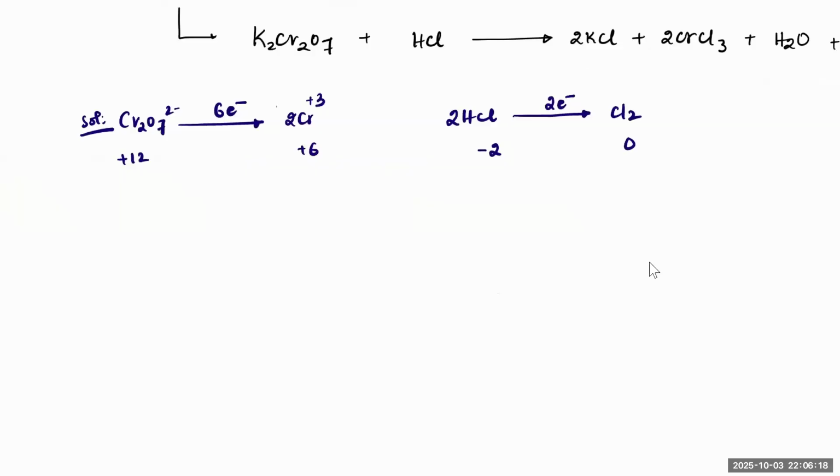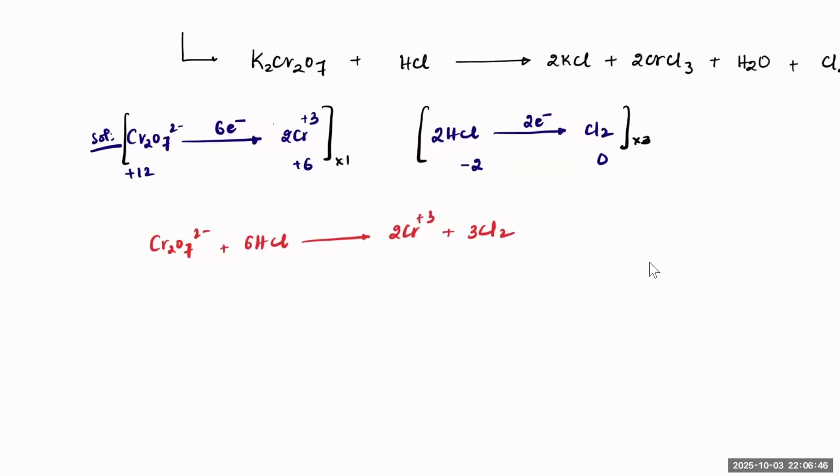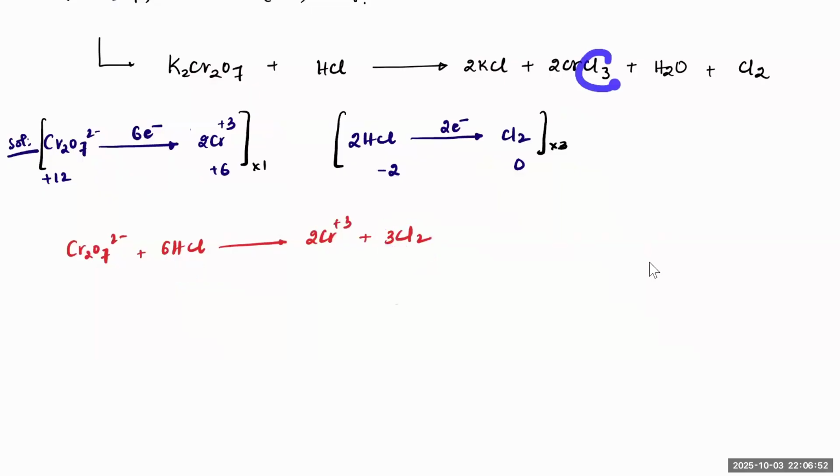So if at all I have to counterbalance, what will I do? I will have to multiply this with 1 and I will have to multiply this with 3. Now add them. What do I get? I will get Cr2O7 2 minus plus 6 moles of HCl giving 2 moles of Cr plus 3 plus 3 moles of Cl2. But now notice the problem: it appears like there are 6 chlorides and 6 here. But in the options it is not like that. There are chlorides here also. And there is water also which I need to balance.